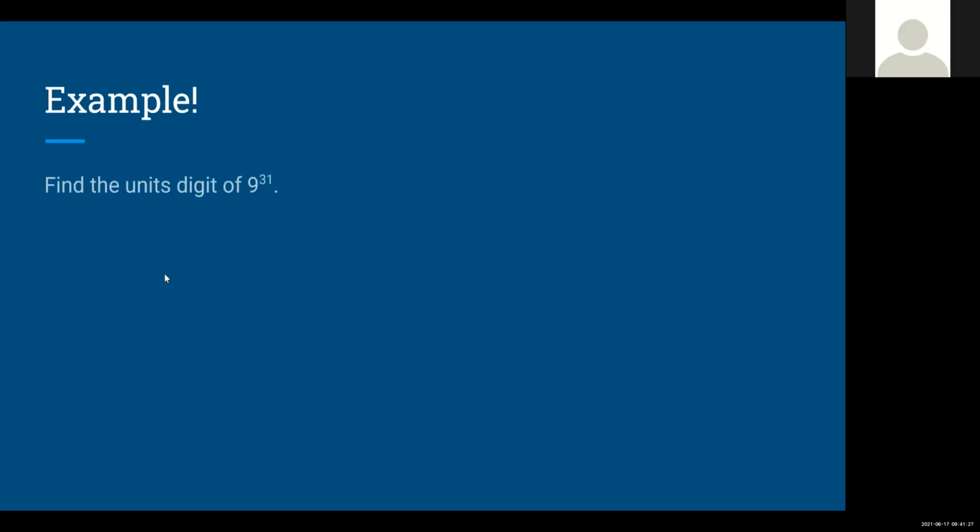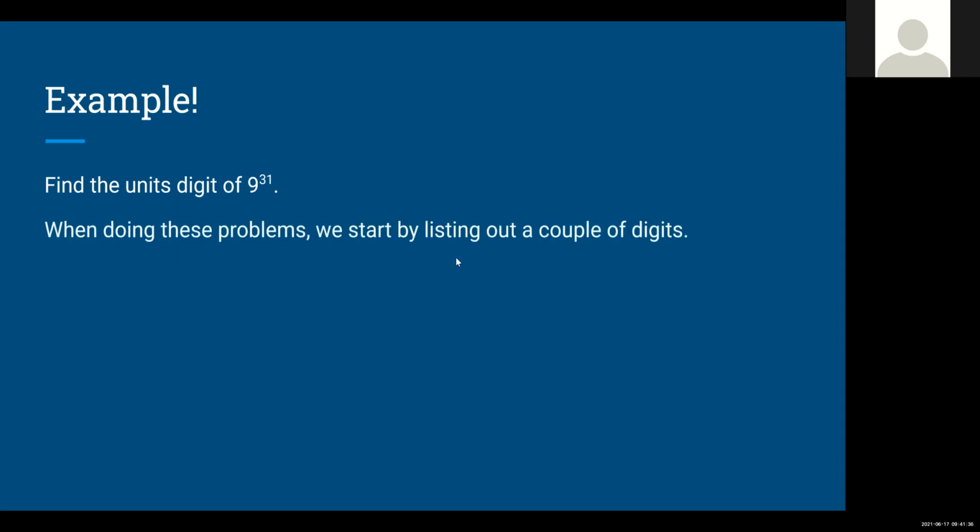All right, so here we have an example. Find the units digit of 9 to the 31. Of course it would be quite a headache to solve it out. So try to find a pattern, use modular arithmetic to find the remainder, plug that remainder into the cycle, and see what you get.